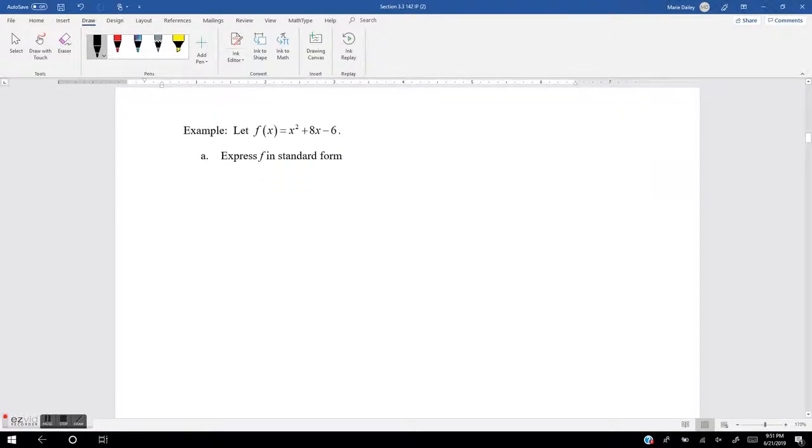All right, so let's look here. Our first equation here is f of x equals x squared plus 8x minus 6. We'll write this in standard form. As we look at it here, this is the standard form that we saw in our Algebra 2 class, but now we are more sophisticated, so we can start elaborating even further.